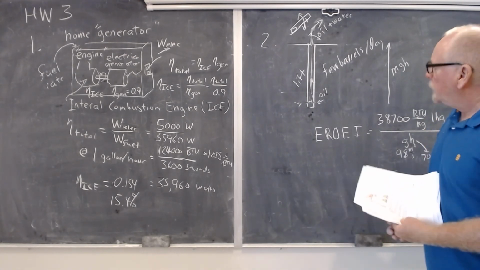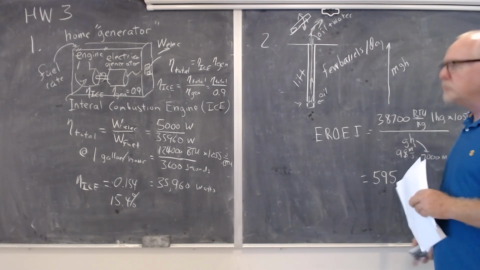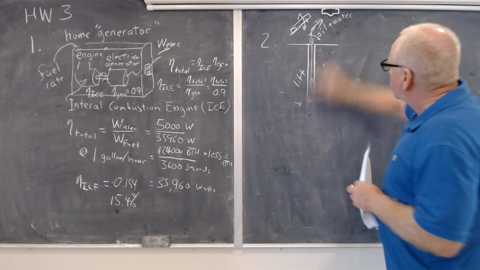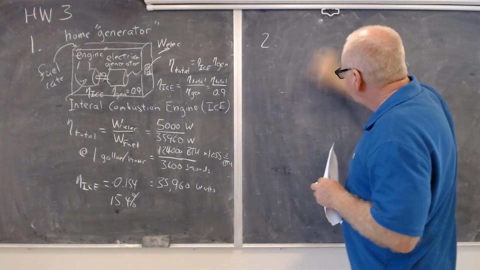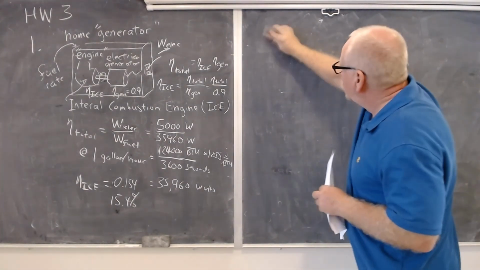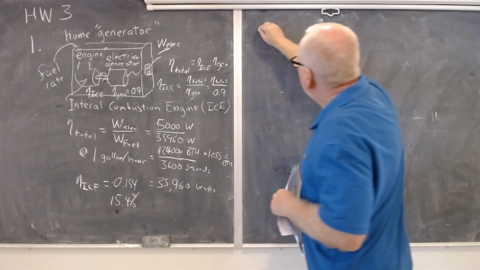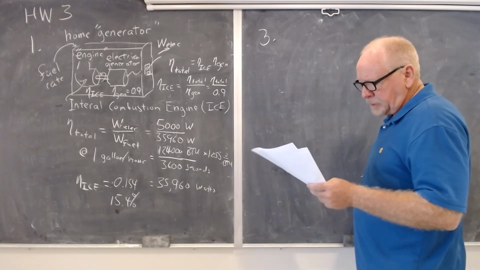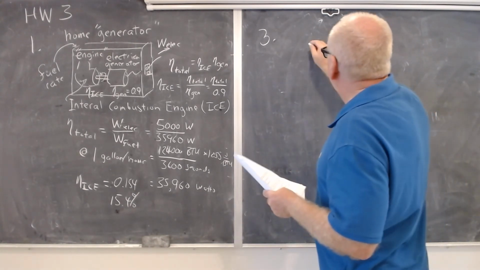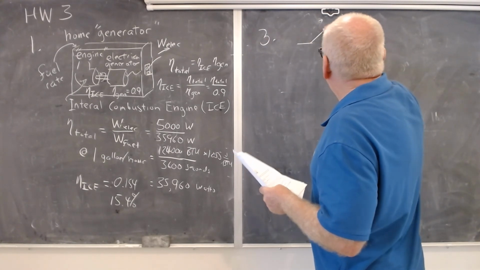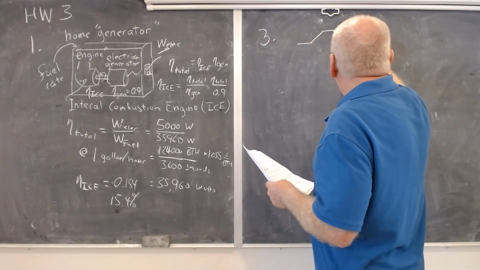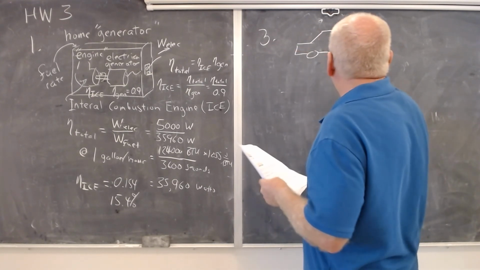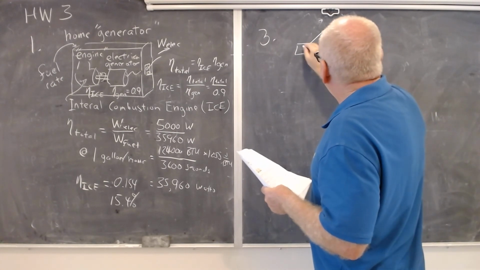Okay, so that was problem 2, and I'll just erase that and go on to problem 3. So problem 3 was to talk about compressed natural gas vehicles. This was a simple exercise. And so I'm saying you have a car. Horrible drawing of a car. All right, you have a car here, and in here there's a tank.